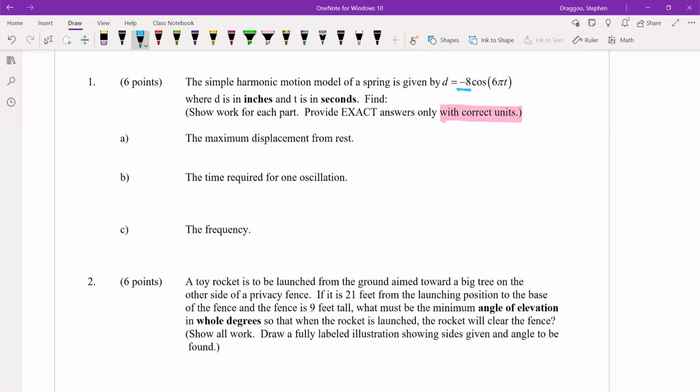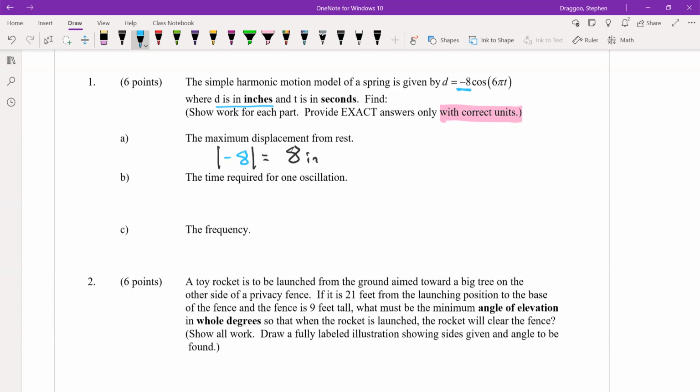So if we're talking about the maximum displacement from rest, that's just a fancy way of asking for the amplitude. So I want the absolute value of A. In this case, it's the absolute value of -8, which is 8, is the numerical answer, and I should attach units to that. If I'm talking about displacement, that's a length. So we should be measuring that in inches. Since we were told inches are right there.